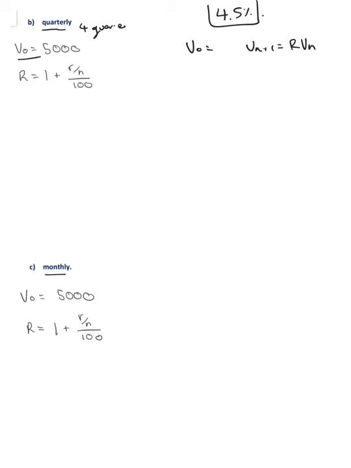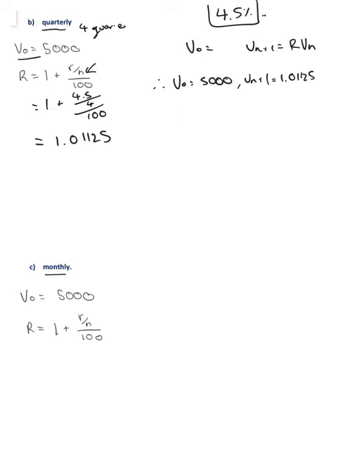So we know V of naught, 5,000. Let's find R. 1 plus our rate, which was 4.5, divided by the number of compounding periods, that's this n, 4, divided by 100 equals 1.01125. Sub that into our formula. So therefore, V of naught equals 5,000, as it was in the last recurrence relation, where V of n plus 1, here's the difference, equals 1.01125 V n.